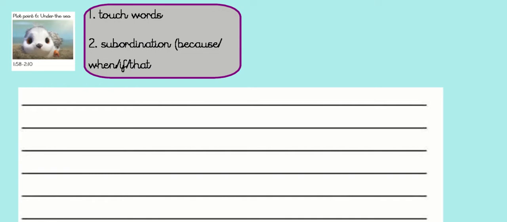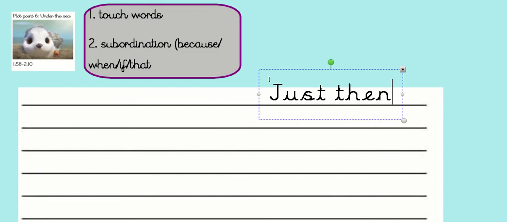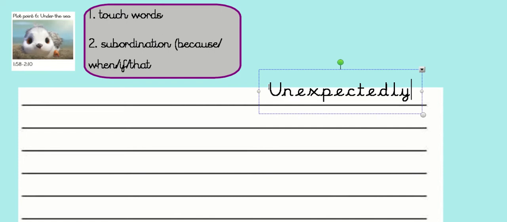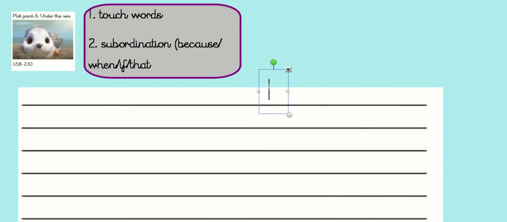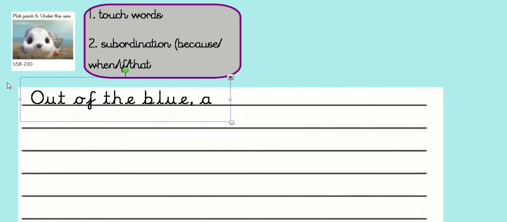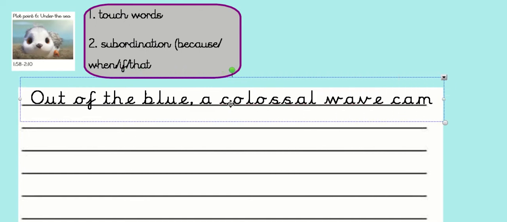So as usual, I'm just going to get my ideas down on the paper. And I remember that Piper saw, we could say just then, because it happened sort of out of the blue, or unexpectedly, or out of the blue, a colossal, I'm being so adventurous with my adjectives today. A colossal, that means big. A colossal wave came.